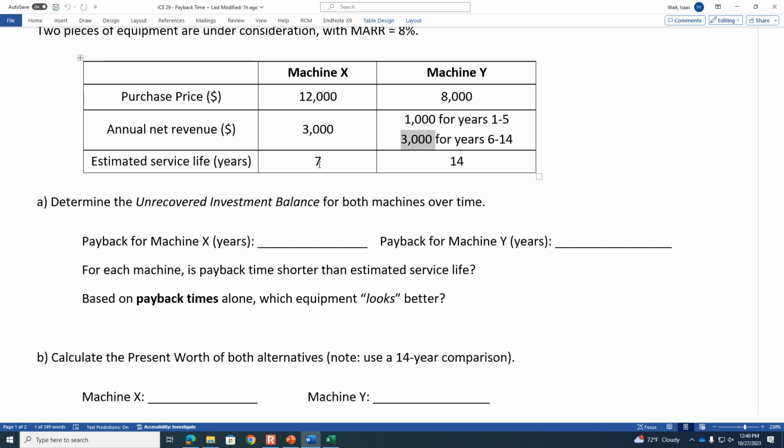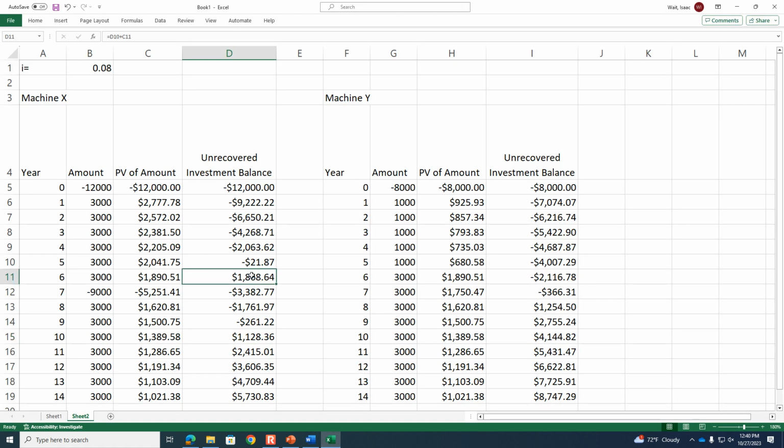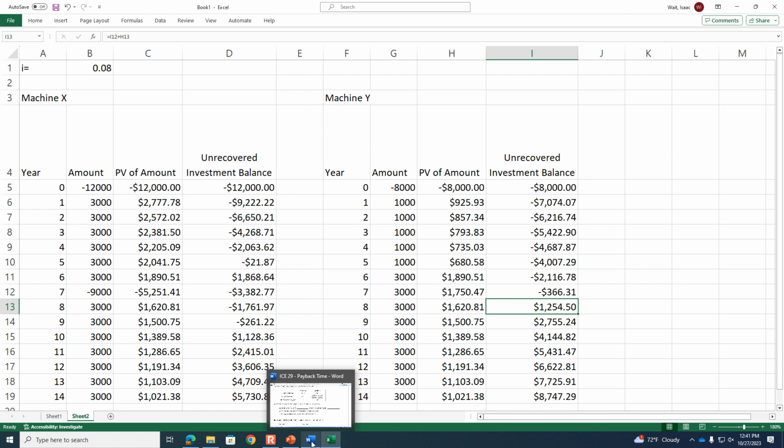And both of them do, because machine X, with its initial service life of 7 years for one cycle, is paid off in 6. So it passes initial screening, and machine Y passes the initial screening because it's paid off after 8 years and has a useful life of 14. So what we could draw as a conclusion for the first part of this in-class exercise is that both of them are acceptable. Now, which one is best really is a question for net present value.